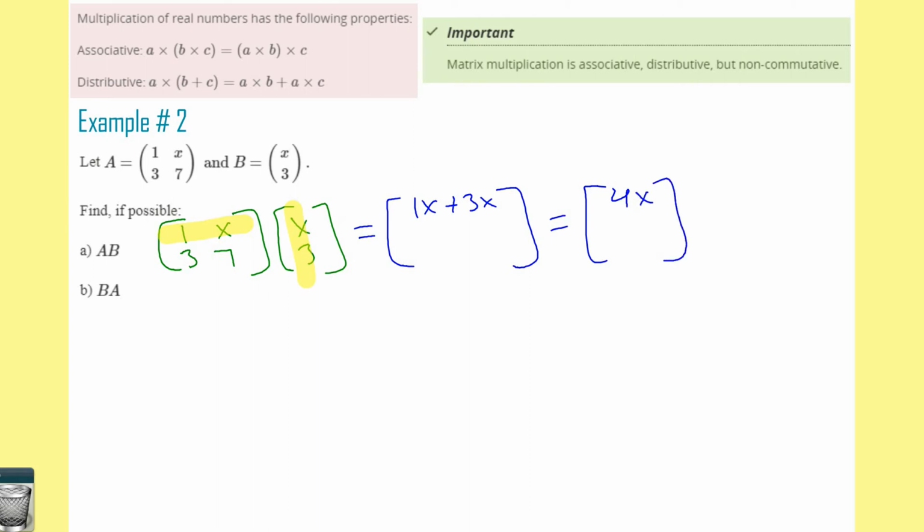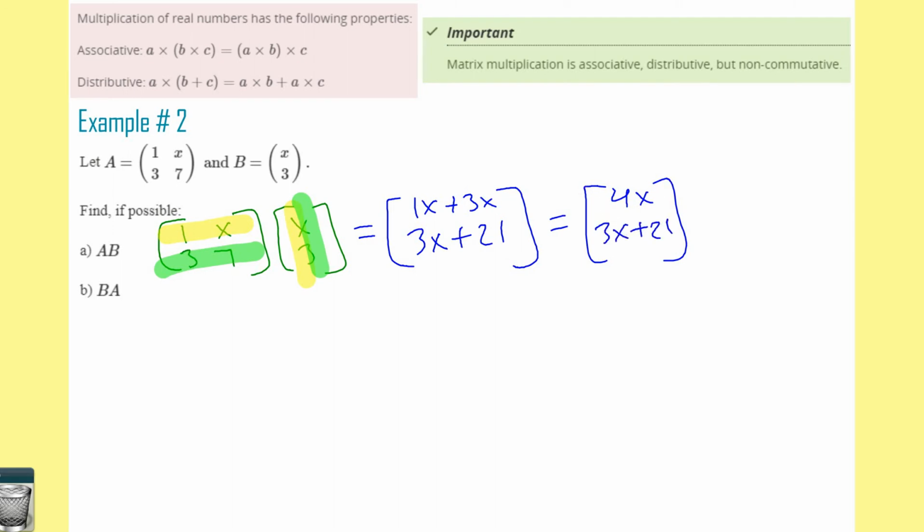We do the next one. So this row, I guess I should use a different highlighter. So this row, and still the same column. We're going to do 3 times x. Maybe not green highlighter. Let's go back to blue. So 3x plus 21. We can't really simplify that, so we just leave it as 3x plus 21.